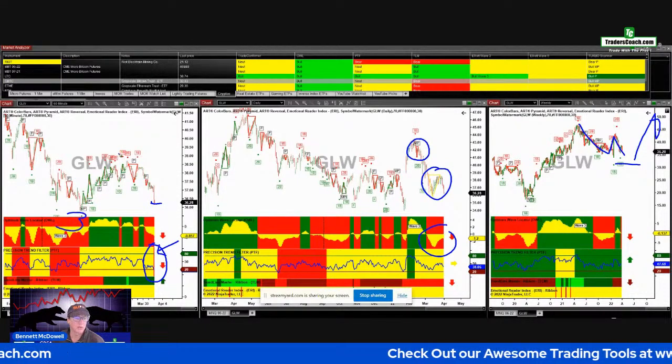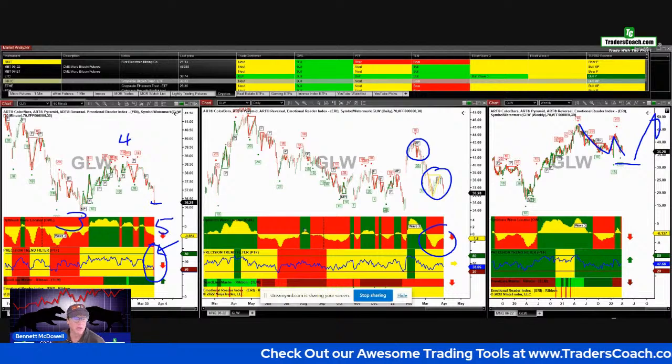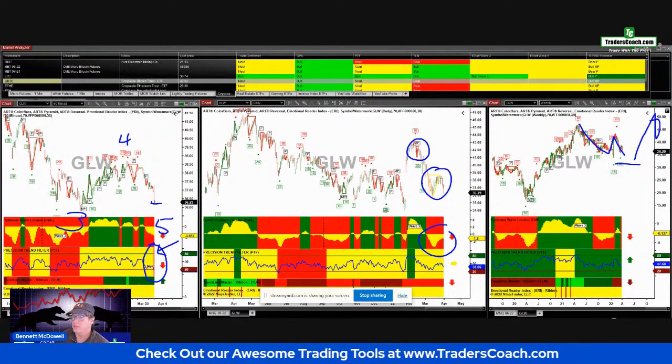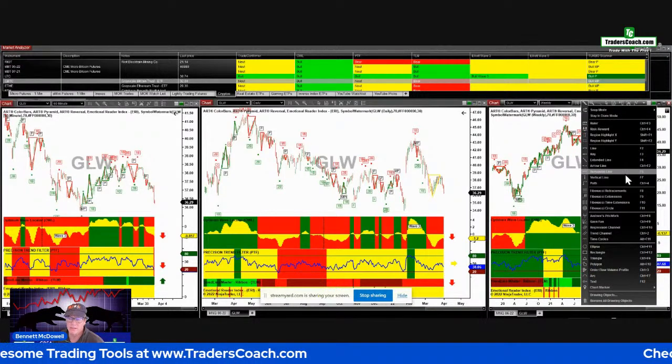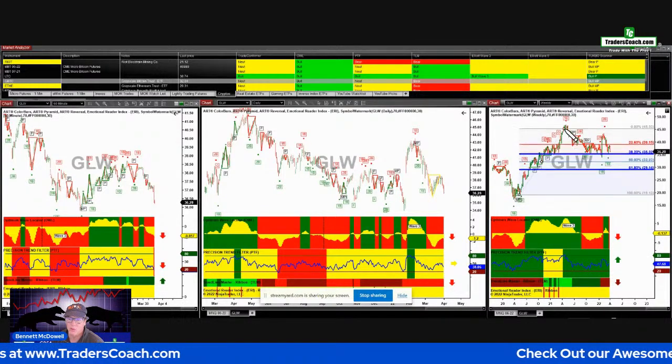And if this was an Elliott wave, this is 3, 4, 5. So let's take a look here at a couple things. This is kind of fun. Let's take a look at the weekly chart and see what kind of retracement level we're looking at.